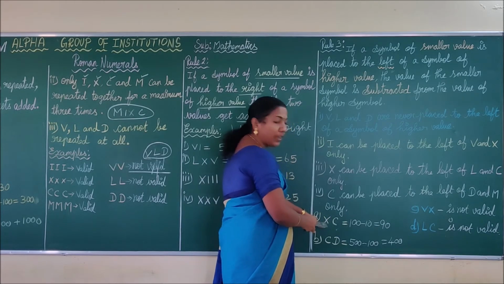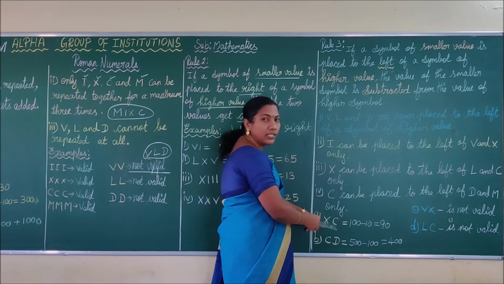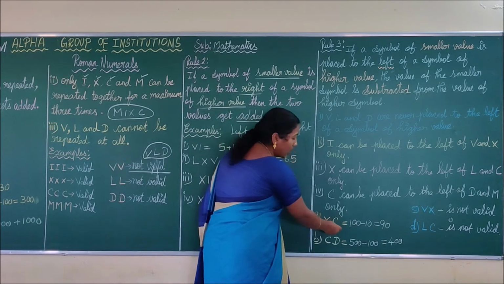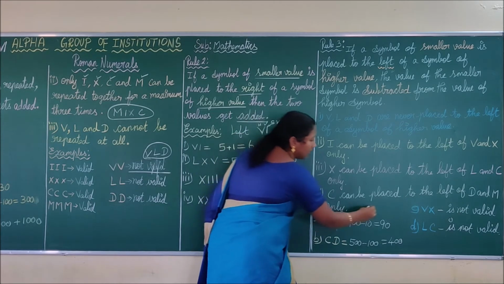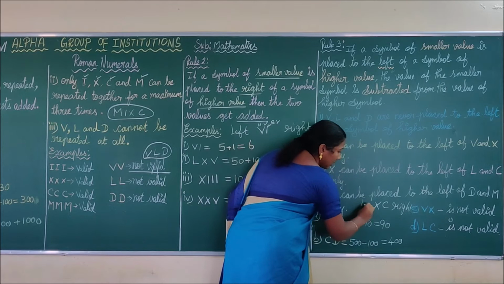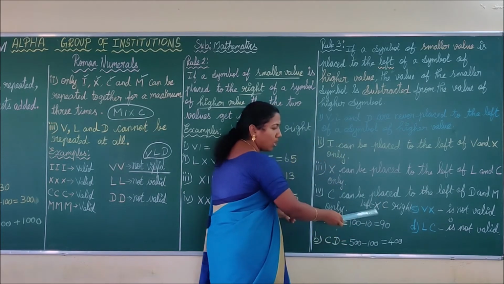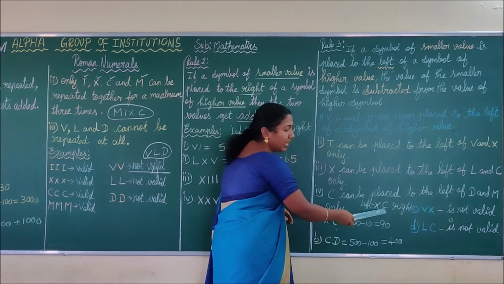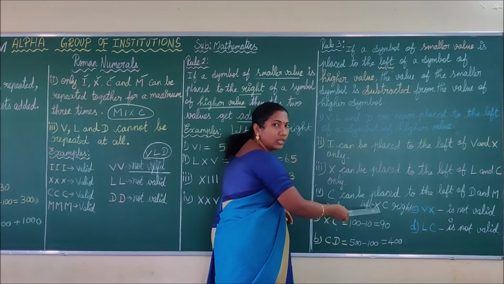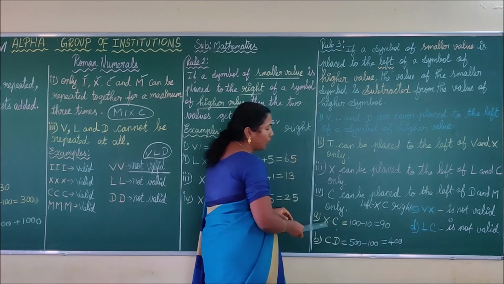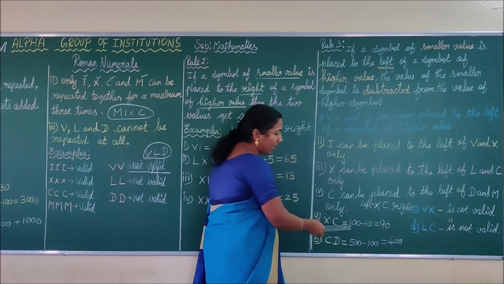See this example, XC. What is the value of X? 10. What is the value of C? 100. Which is the higher value? 100 is the higher value, and the smaller value is placed here. See, this is the right hand side and this is the left hand side. The smaller value is placed on the left hand side of the higher value. Here the higher value is C. If it is placed left hand side, you have to subtract. If it is placed right hand side, you have to add. So you subtract 10 from 100, you get 90.